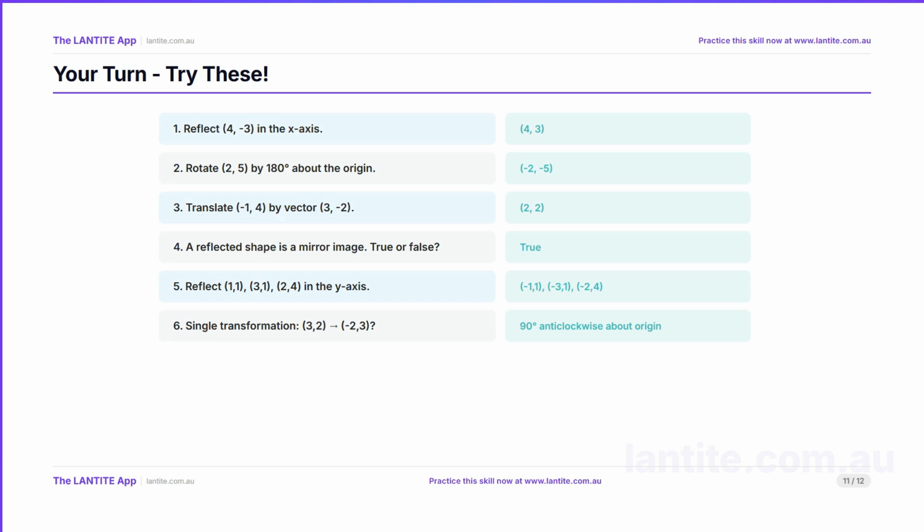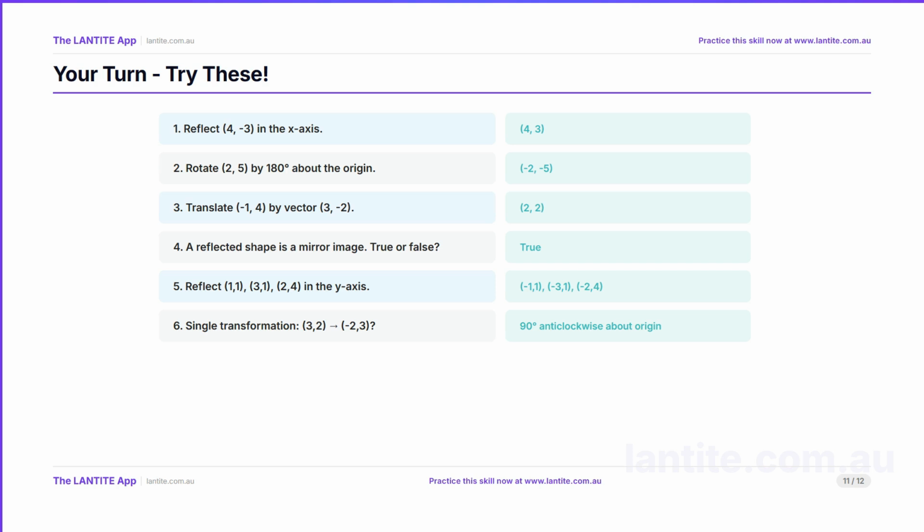Now it is your turn. Pause the video and try these 6 problems. Problem 1. Reflect the point (4, -3) in the x-axis. Problem 2. Rotate the point (2, 5) by 180 degrees about the origin. Problem 3. Translate the point (-1, 4) by the vector (3, -2). Problem 4. Reflect the triangle with vertices (1, 1), (3, 1), and (2, 4) in the y-axis. Give the new vertices.